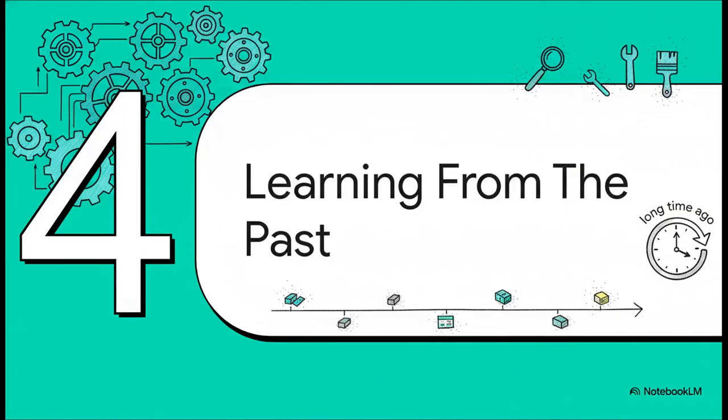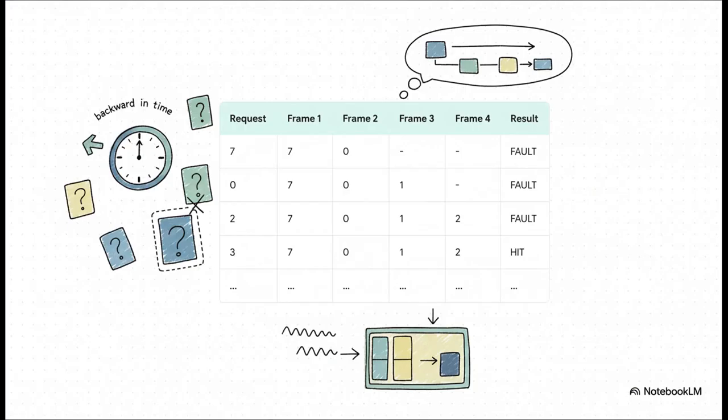So this brings us to LRU, which is kind of the practical, intelligent cousin of that impossible optimal algorithm. It works on a really simple but powerful idea. If you haven't used a tool in a long, long time, you probably won't need it again anytime soon. Let's see how it works.